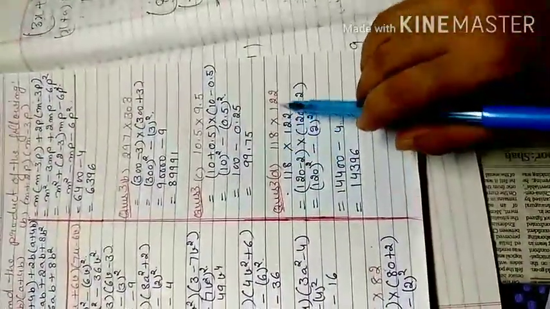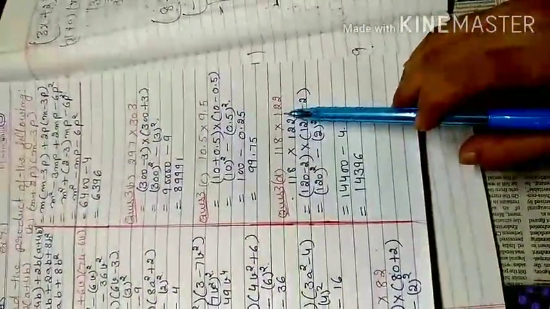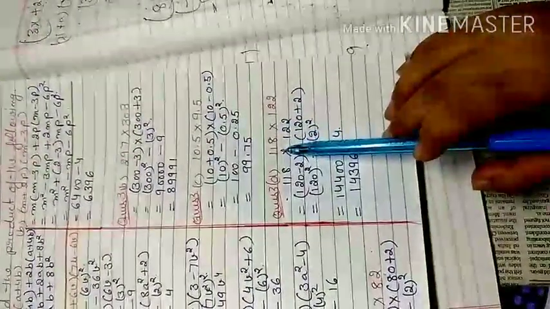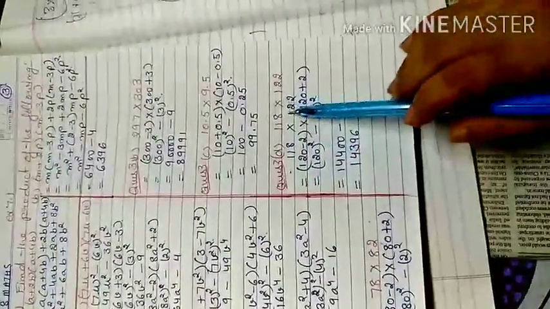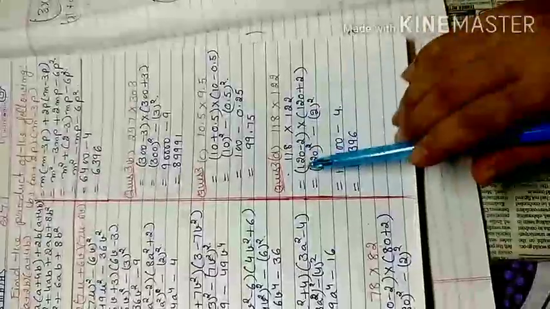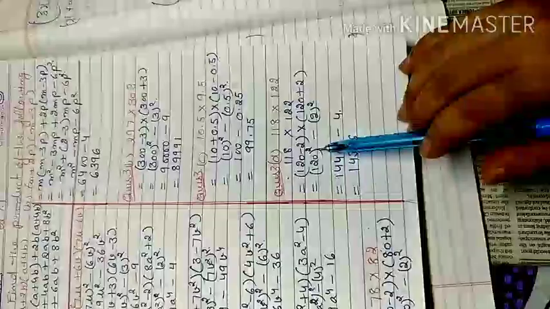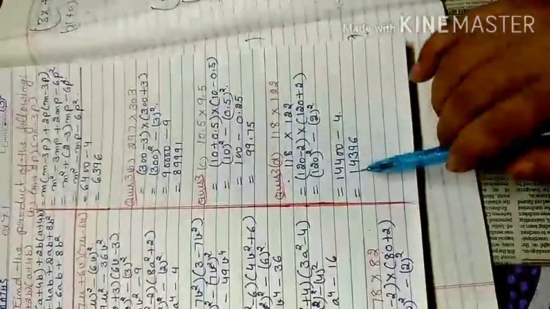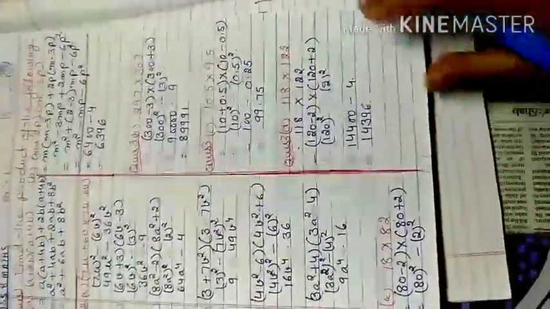Now 118 multiplied by 122. If you look at this, the common number between them is 120, because adding 2 to 120 gives you 122, and subtracting 2 from 120 gives you 118. So instead of 118 we write 120 minus 2, and 122 as 120 plus 2. Same a plus b and a minus b form. A square minus b square: 120 whole square minus 2 square. 120 whole square gives me 14,400 and 2 square is 4. After subtraction, 14,396.